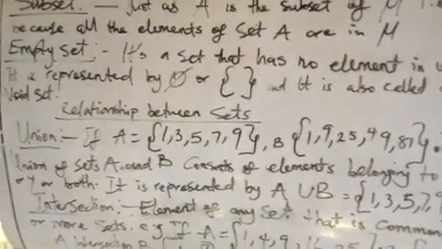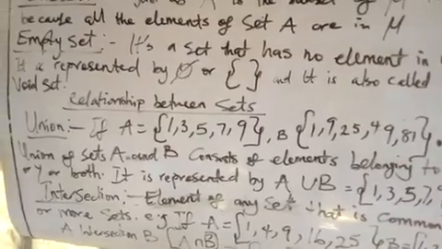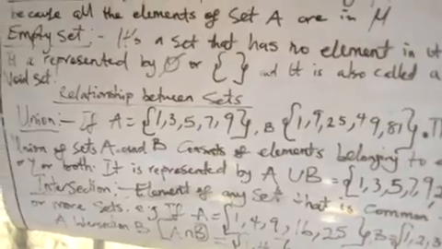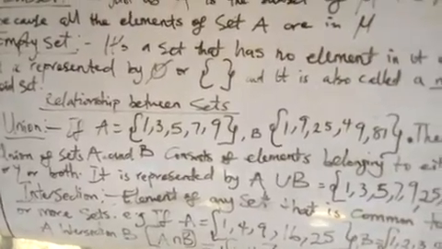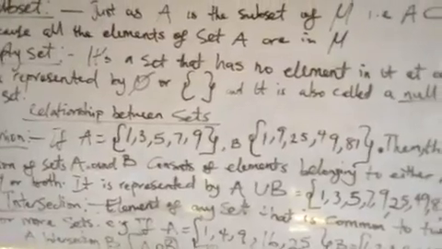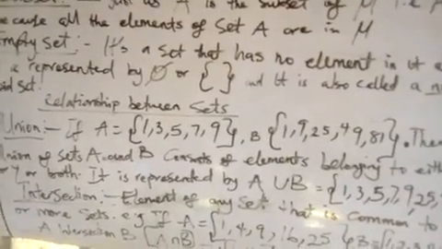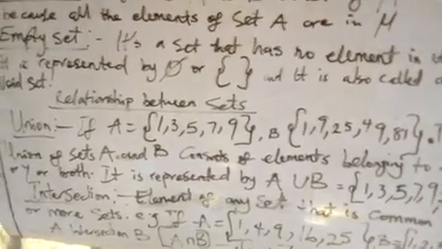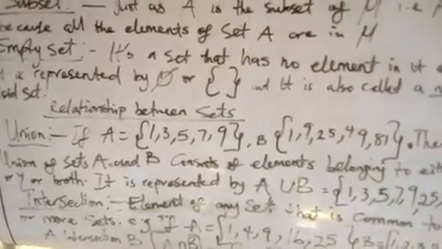So let's see the relationship between those sets. We have union. Union is the mutual relationship between two sets. Understand that it is between two subsets, between two sets that are being given.